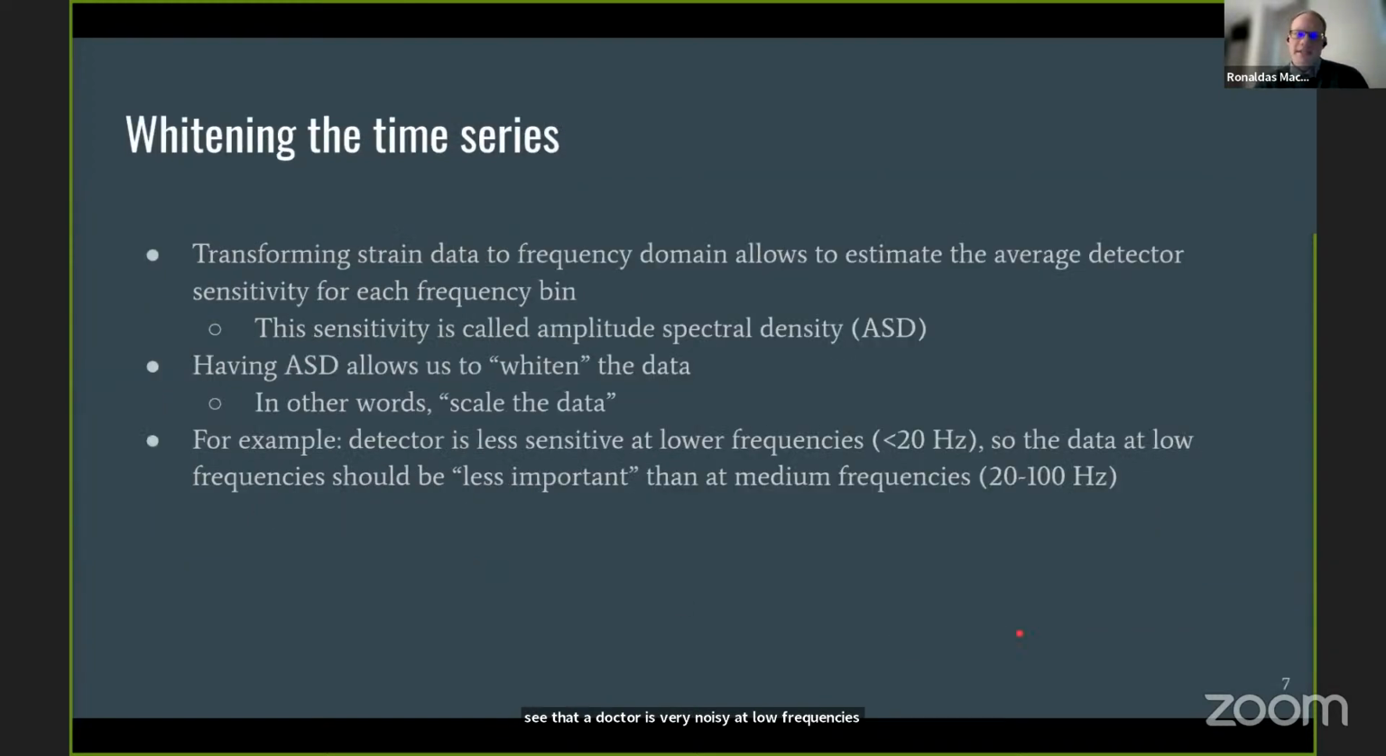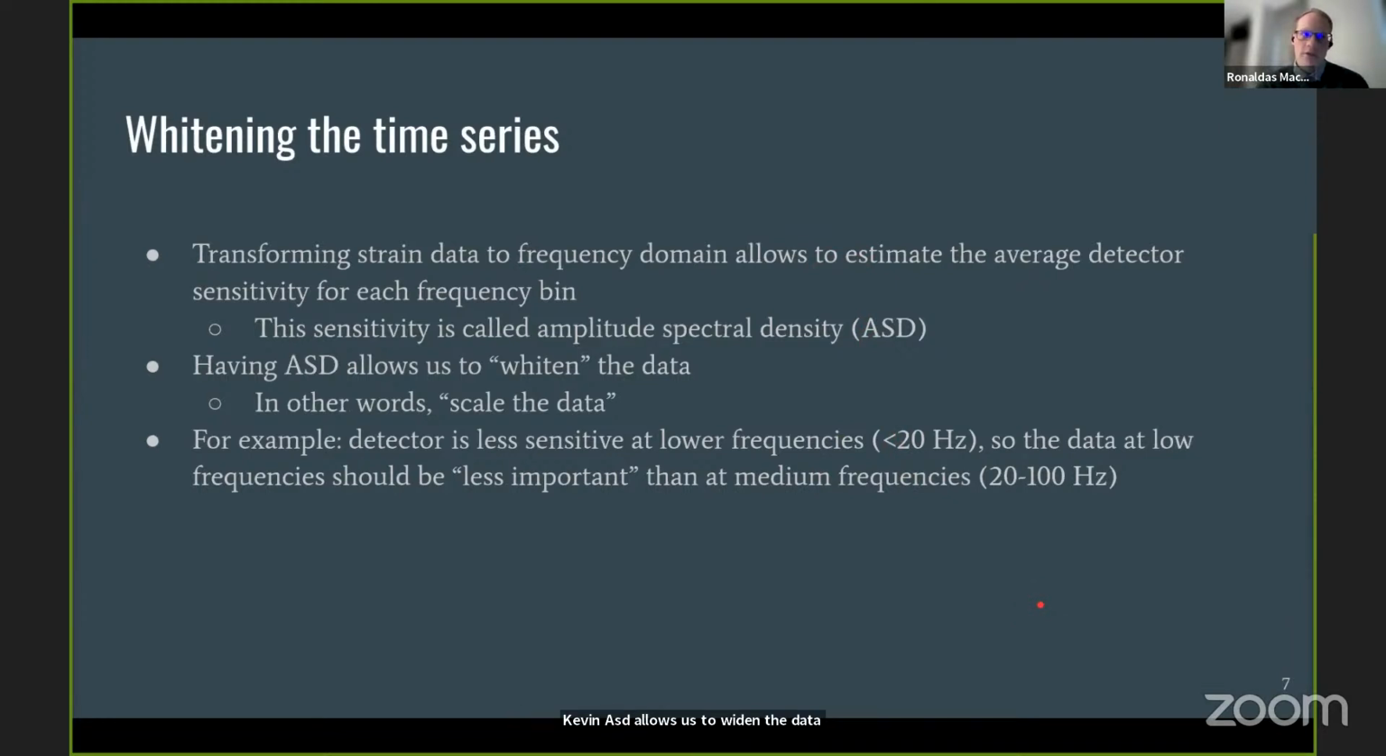In order to make more sense of the raw time series data, we actually do whitening of the time series. So what does it mean? First, as I said on the last slide, transforming strain data to the frequency domain allows us to estimate the average detector sensitivity for each frequency bin. So we can say that for that particular frequency, we're that sensitive. This is the so-called amplitude spectral density, and having the ASD allows us to whiten the data.